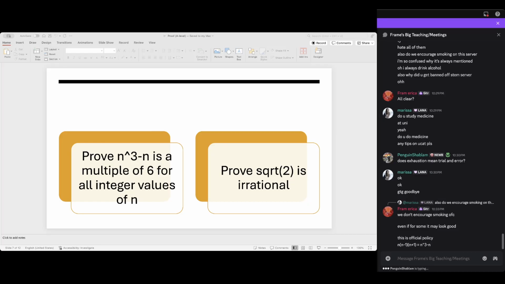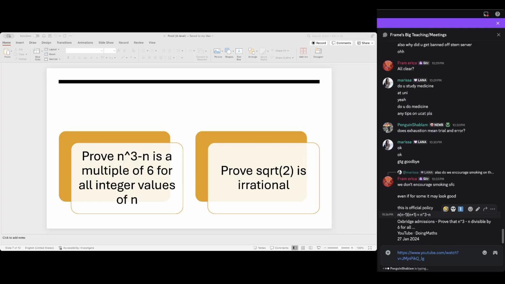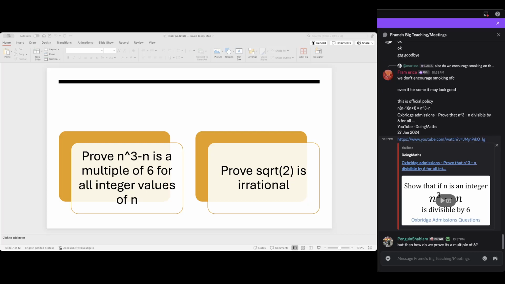For the second one, would you assume the opposite? And it just so happens that this is an Oxbridge interview question. How? This is an A-level question, I took it from A-level. I don't know how you managed that, that's crazy. How do you prove that the square root of 2 is irrational? 2 itself is not a square number. I got this. Can I explain this, please? I already did this before.